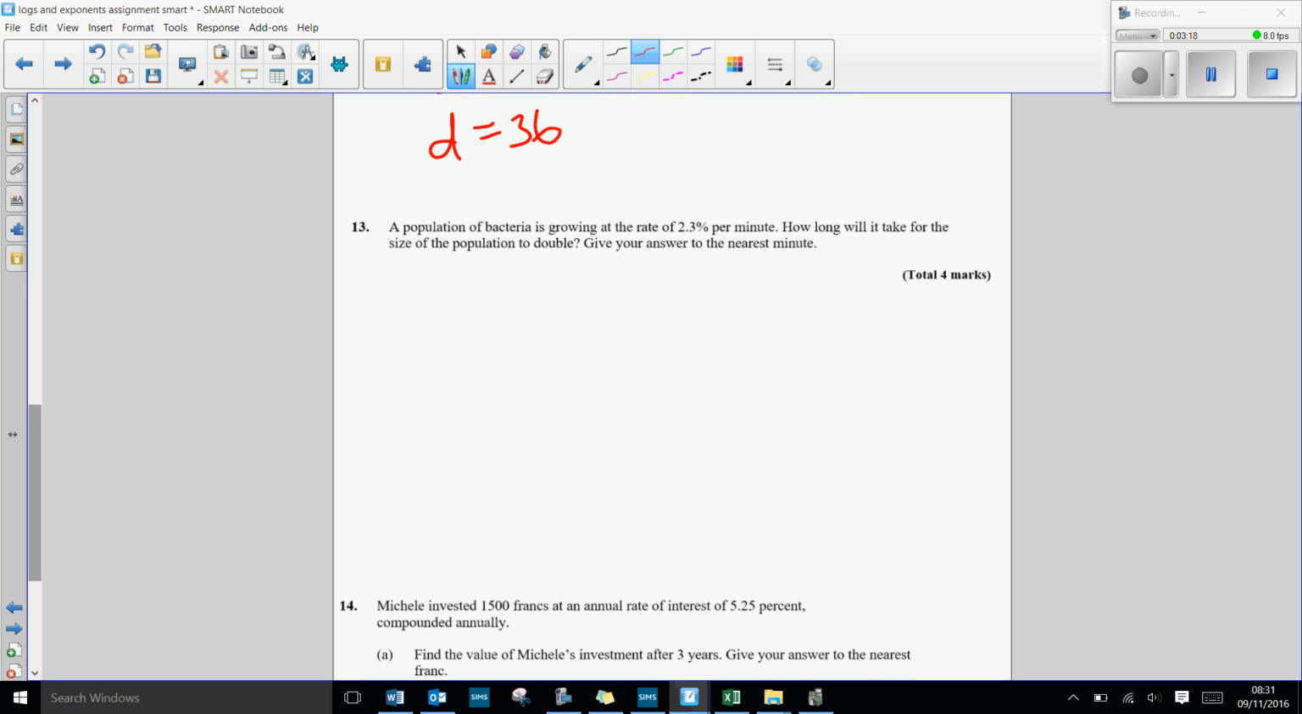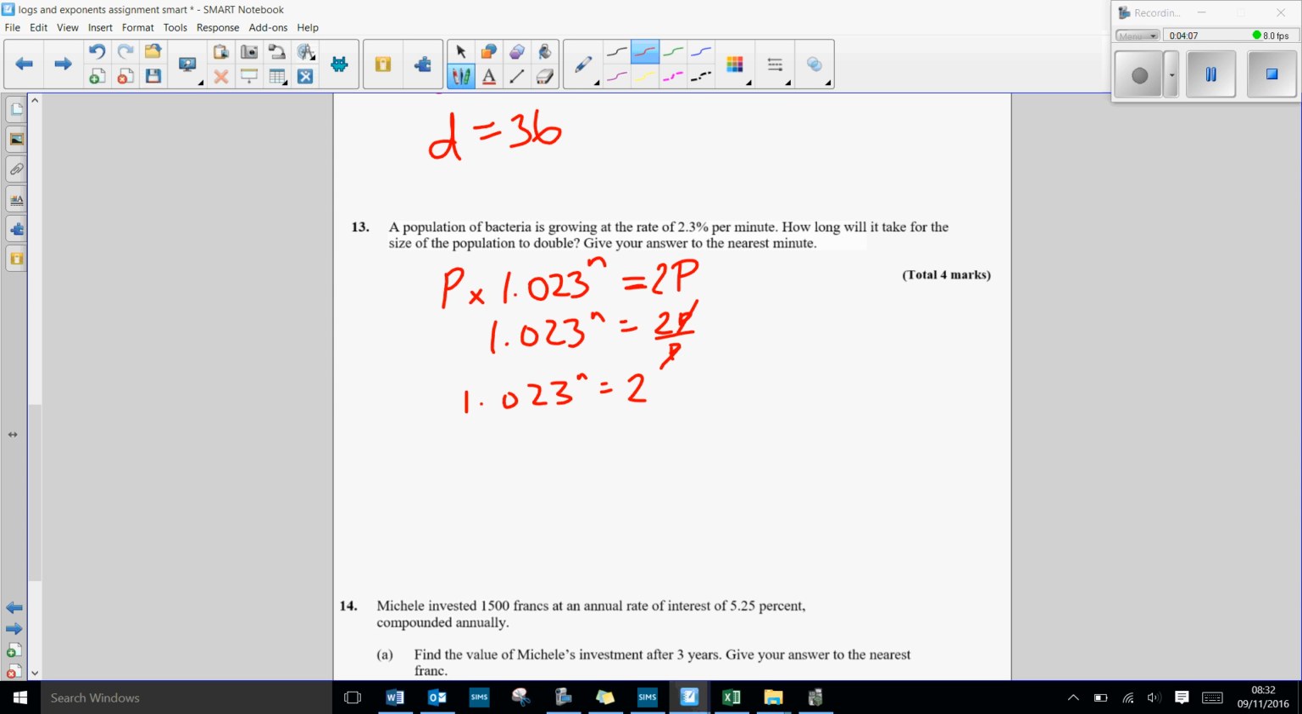So population of bacteria is growing at a rate of 2.3% per minute. How long will it take to double? So we know that it doesn't matter what our starting amount is. Let's call our starting amount P, and we're going to multiply that by 1.023, and that has a power of n or t, whichever you prefer. And we're trying to find out when that's equal to 2P. We're waiting for the population to double. So we've got 1.023 to the power n equals 2P over P. They cancel. So it's just equal to 2.